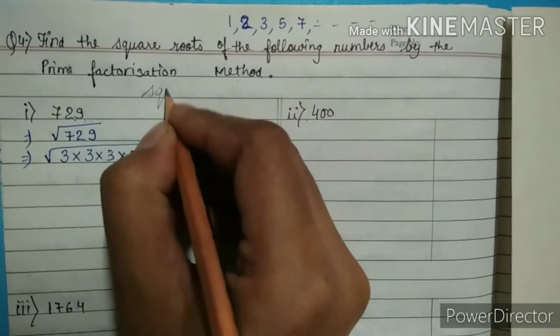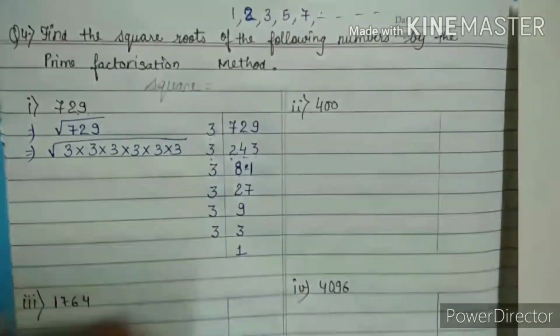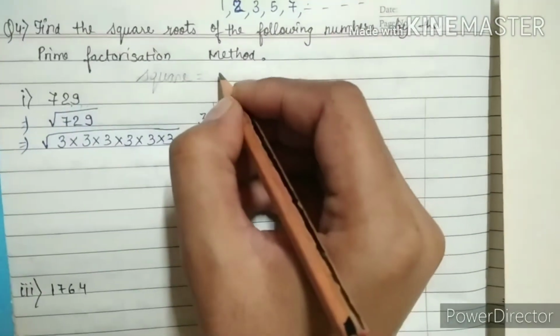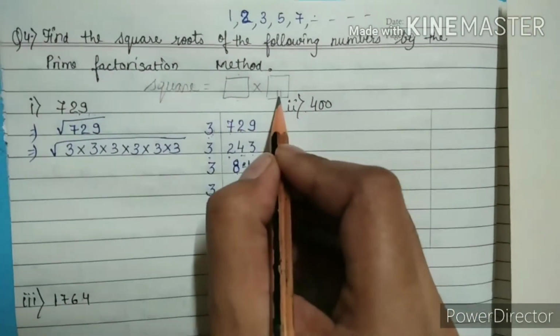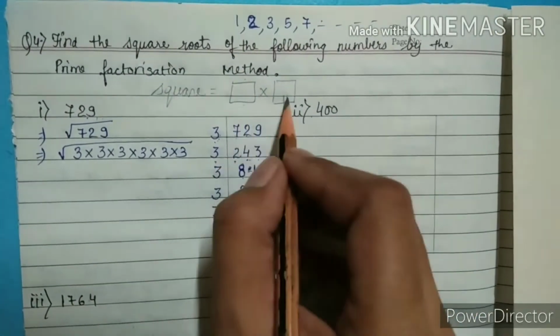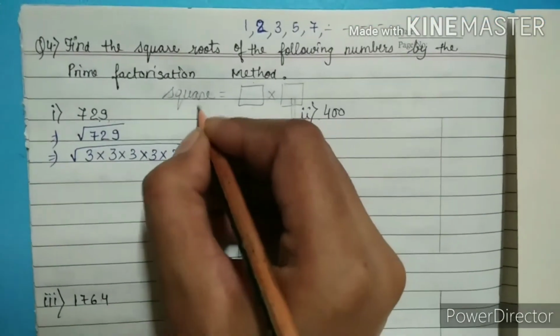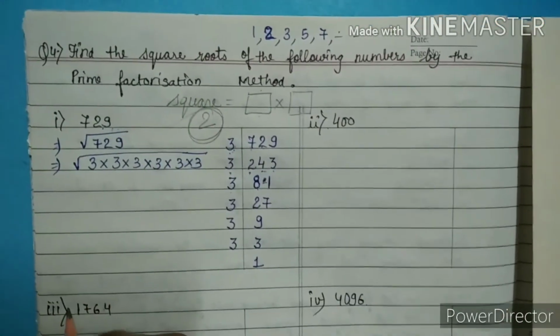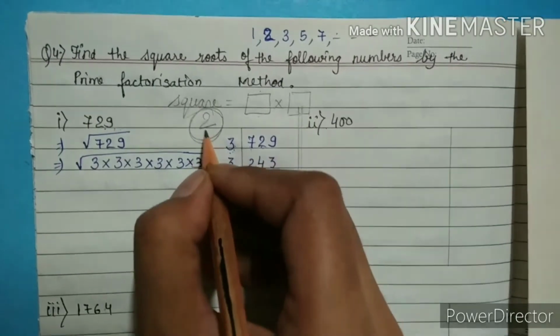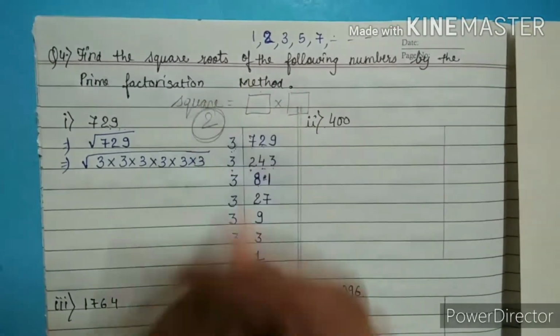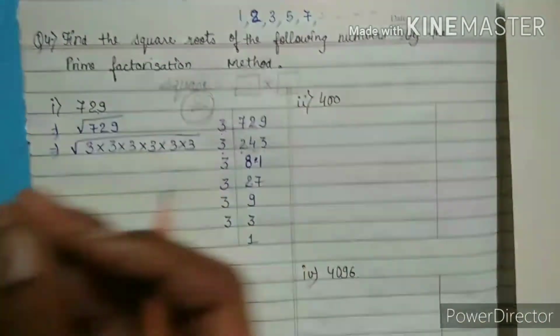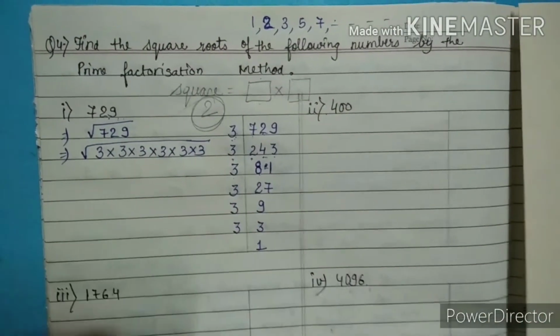Now you know what square means. Square means multiplying the same number 2 times. How many times? 2 times. It means we have to do the pairing of 2 for taking the number out of the under root.